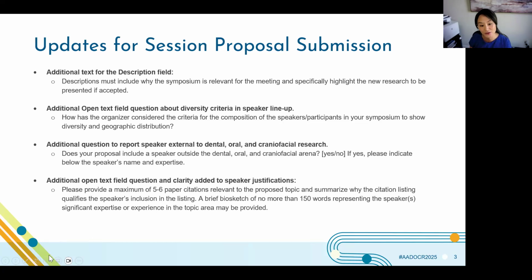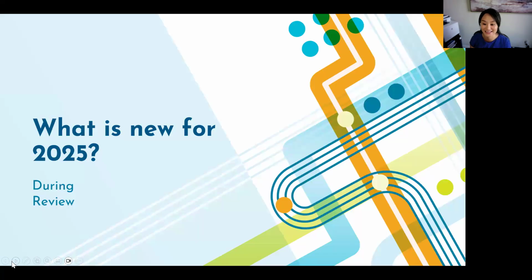The last new item relates to the speaker itself. We call it speaker justification. For this one, we now require 5 to 6 paper citations that go with the proposal, which indicate the speaker is justified and has relevant expertise, with citations supporting the inclusion of speakers for the proposal. The additional item is a brief bio sketch of less than 150 words, representing why the speaker's expertise relates to the proposed symposium. Thanks, Courtney. We can go to the next slide.